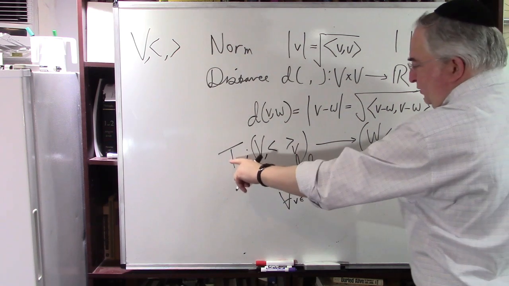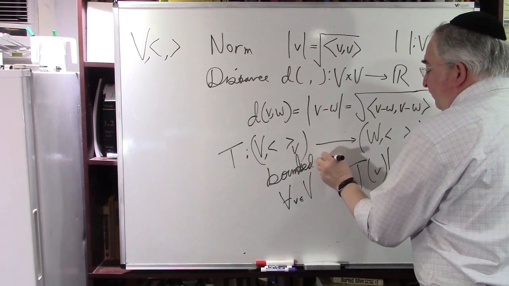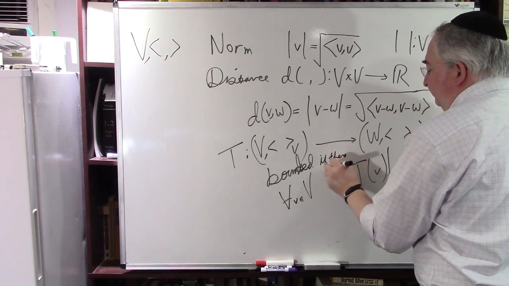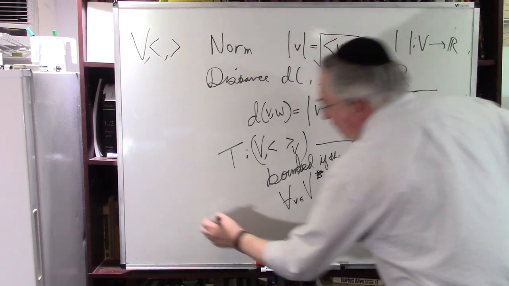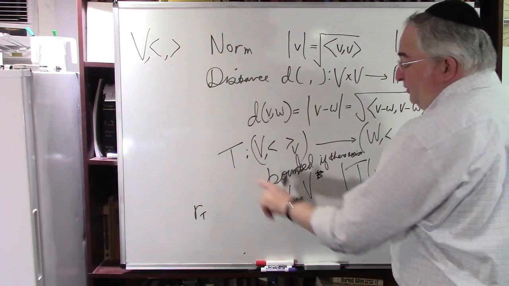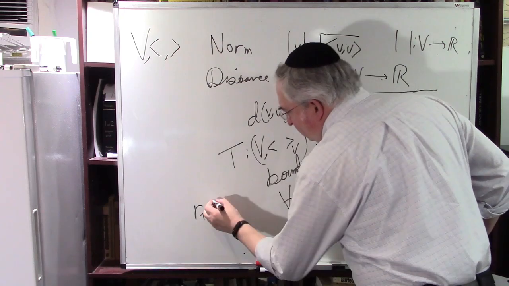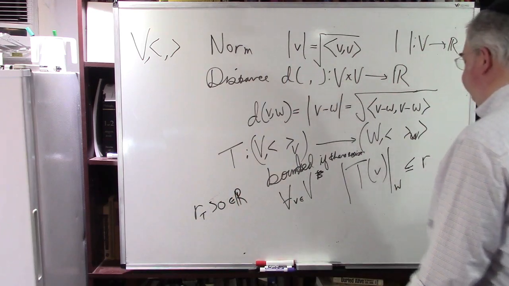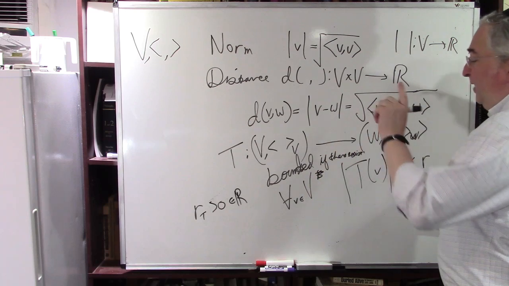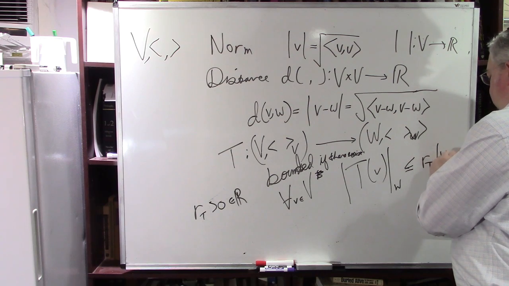Okay, so let's do this again. T, from here to here, is bounded if there exists an R of T. It's capital T, so it's a real number, more than 0, so it's a positive real number, a member of the real numbers. It depends on T, but it doesn't depend on v, little v. So it's R of T times the norm of v, that's little v in capital V.